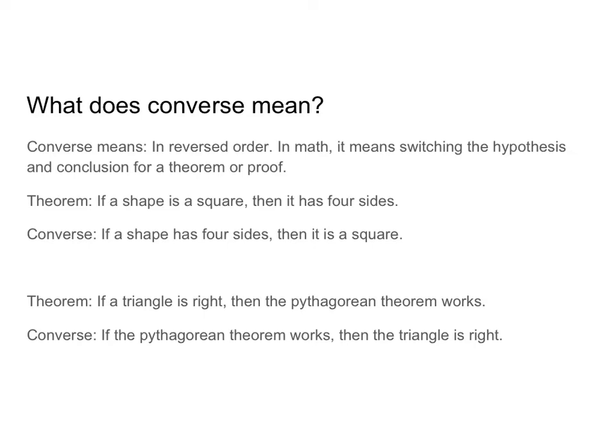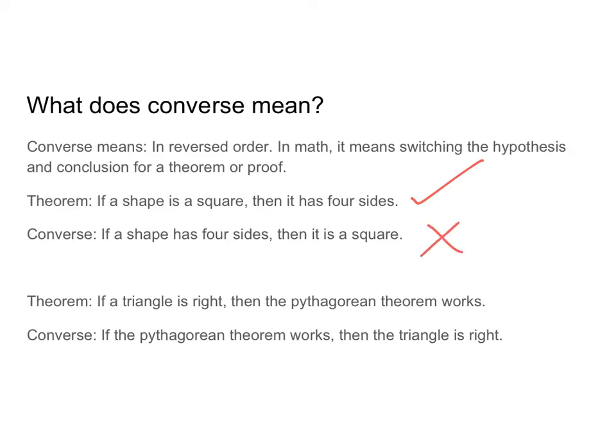You're going to use this word converse a lot when you get into your geometry class next year. So, for example, a very basic theorem might say that if a shape is a square, then it has four sides. That seems reasonable. I think we can agree that that is a true statement, that all squares have four sides. The converse says that if a shape has four sides, then it is a square. Now, that's problematic because you can probably think of some four-sided shapes that are not squares. So in this instance, the theorem is true, but the converse is not.